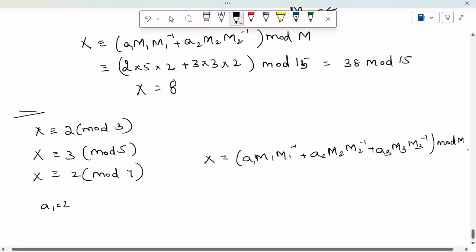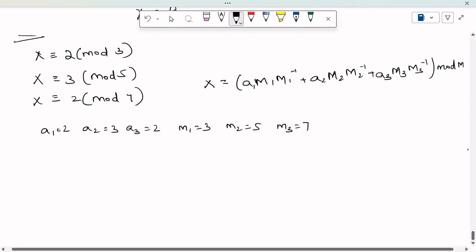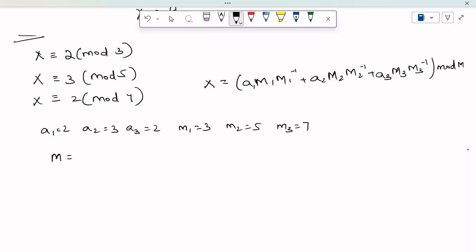So what is A1? A1 is equal to 2, A2 is equal to 3, A3 is equal to 2, small m1 is equal to 3, small m2 is equal to 5 and small m3 is equal to 7. So capital M is equal to m1 multiplied by m2 multiplied by m3, which is equivalent to 105.